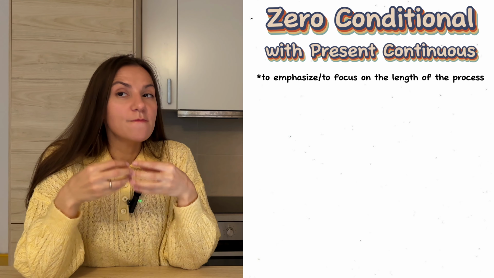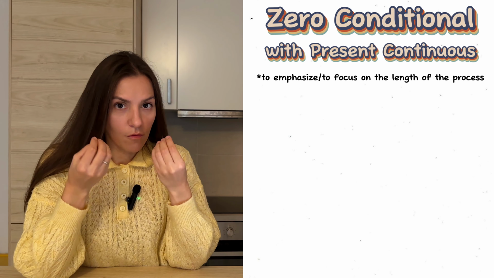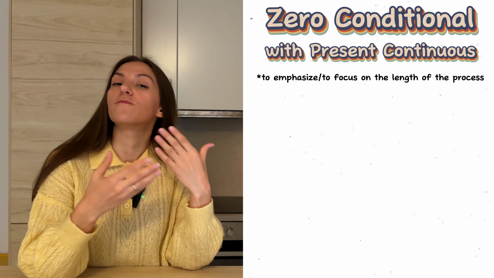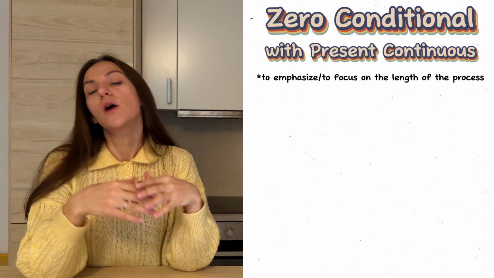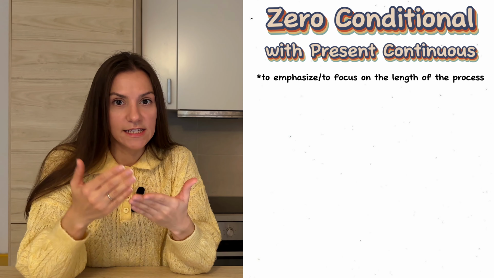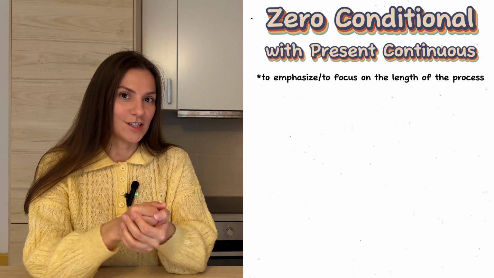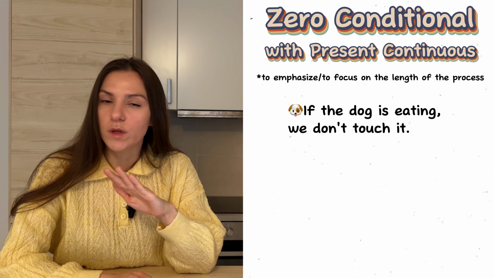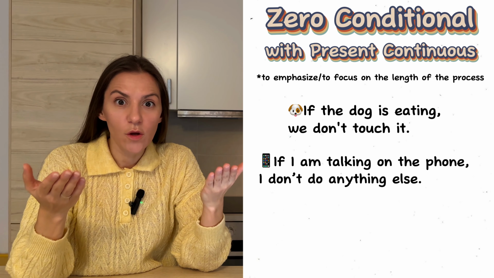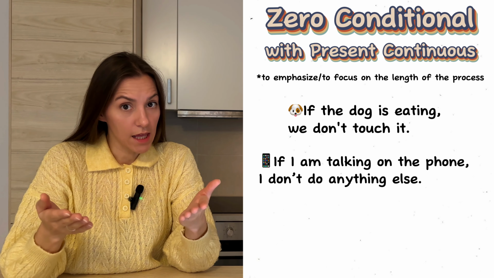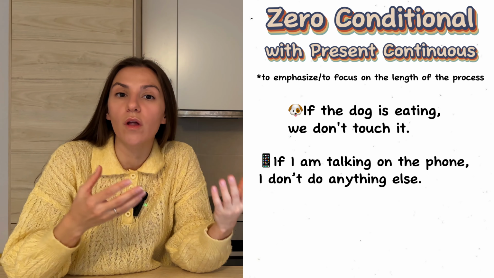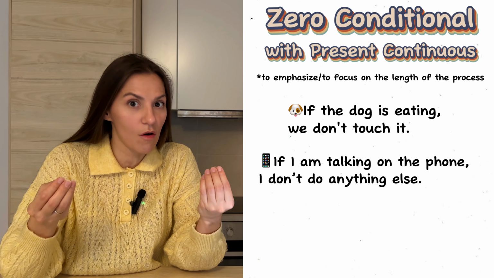If you want to emphasize the length of the process, instead of present simple, as I showed in previous examples, we can use present continuous in the zero conditional. If the dog is eating, we don't touch it. If I'm talking on the phone, I don't do anything else. And remember, here we focus on the length of the action.